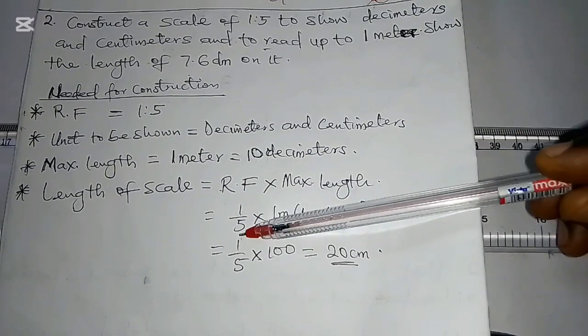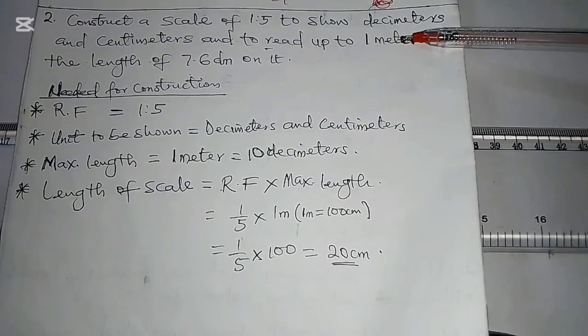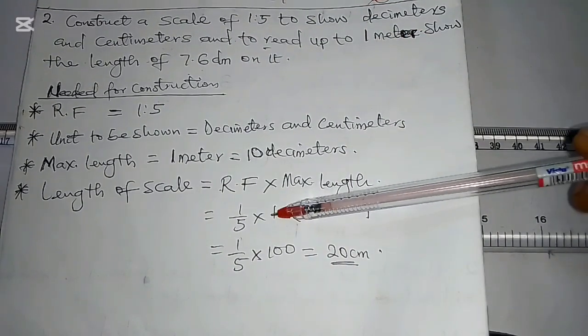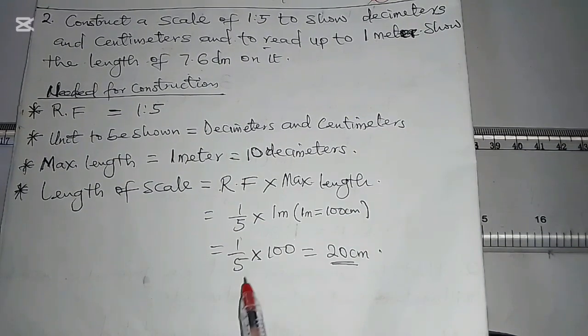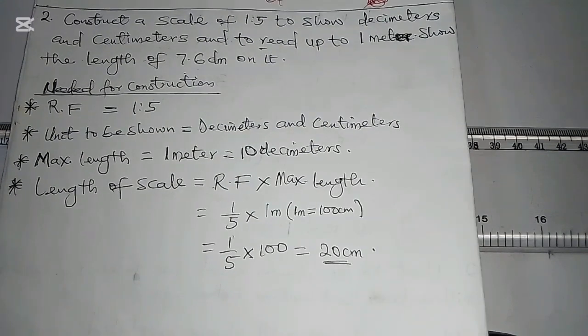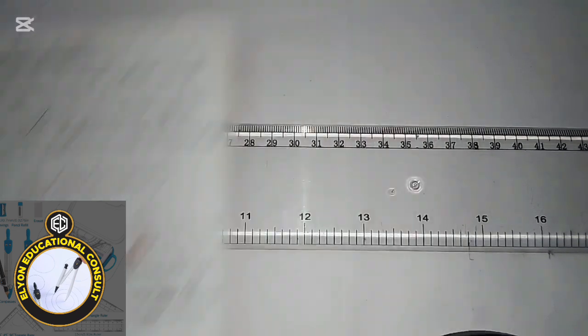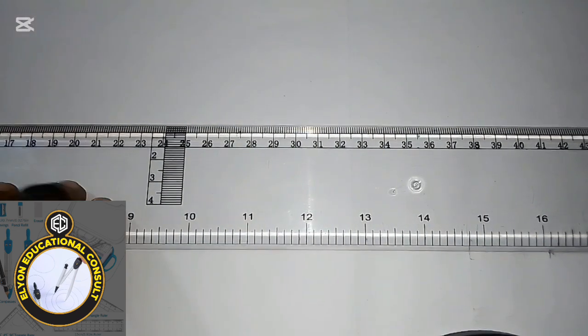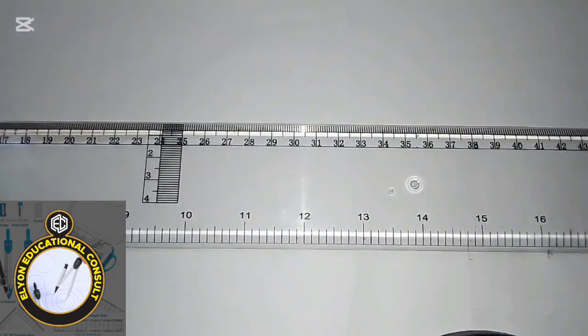Representative fraction is given as 1:5. The maximum length from the question is 1 meter. Now don't forget 1 meter is equal to 100 centimeters. So we have here 1/5 multiplied by 100, which will give us 20 centimeters. So we are going to be drawing our scale to this length, 20 centimeters. So let's quickly do that. So we are going to draw a line first. Just draw a line of any length.